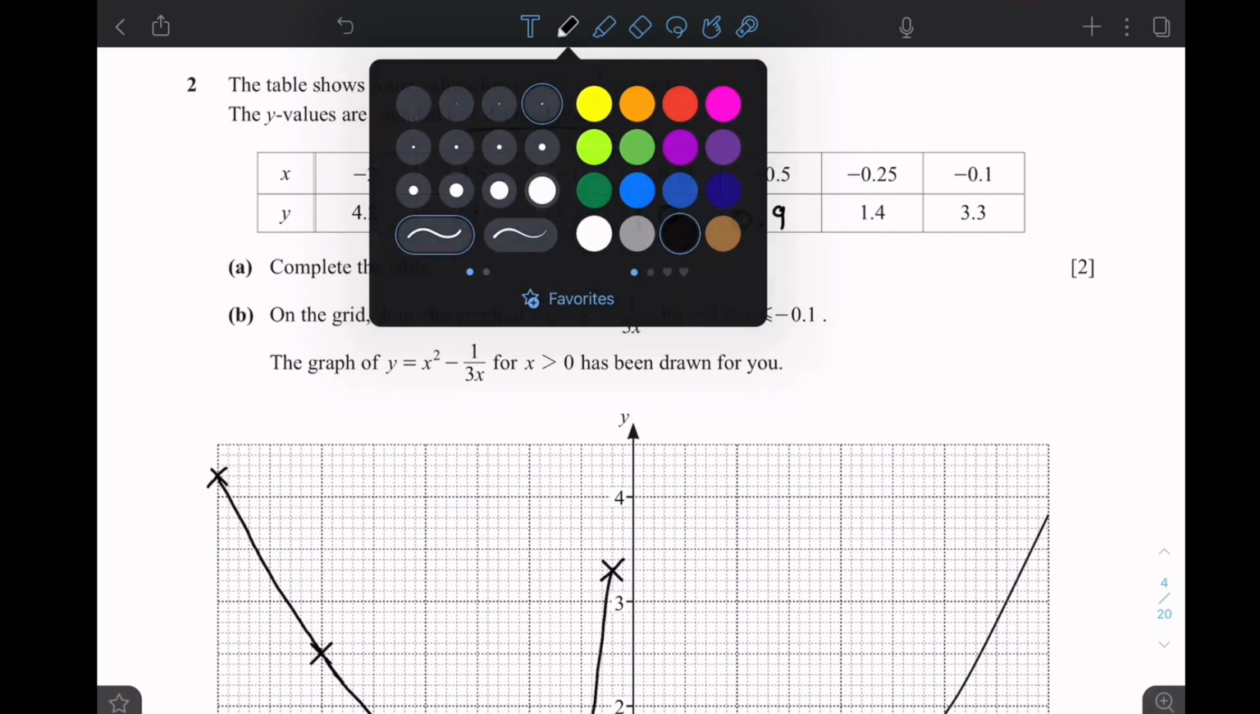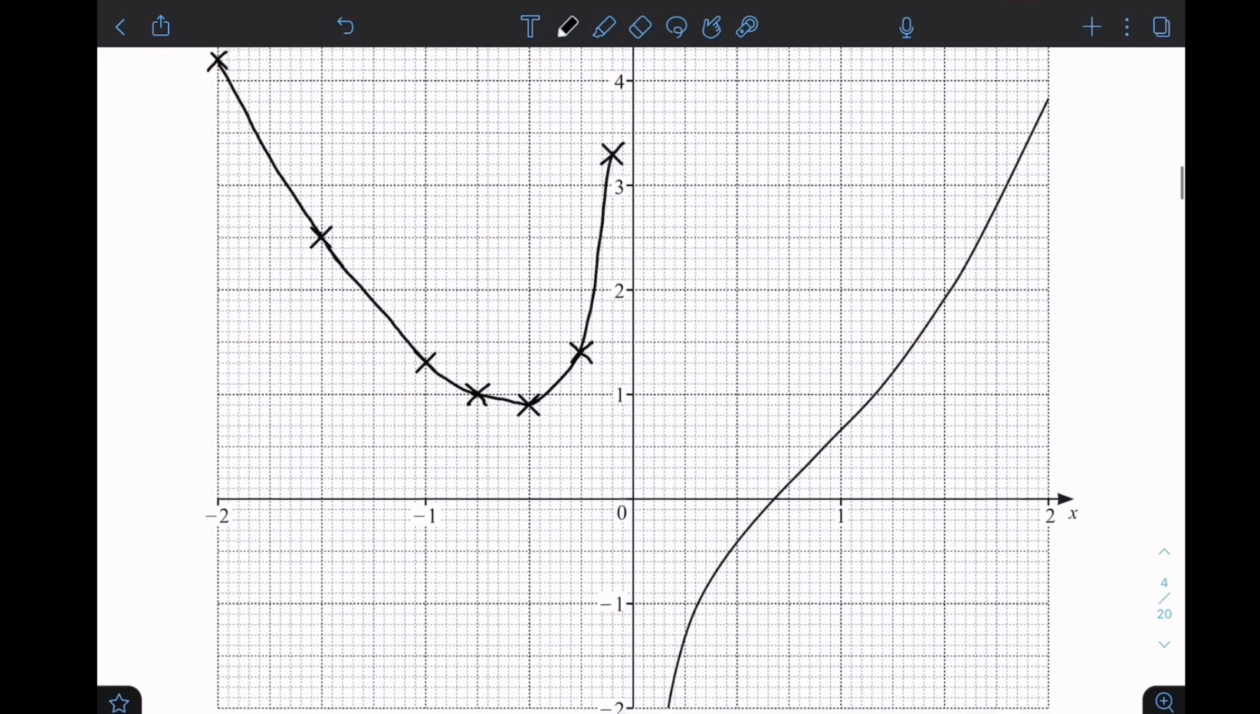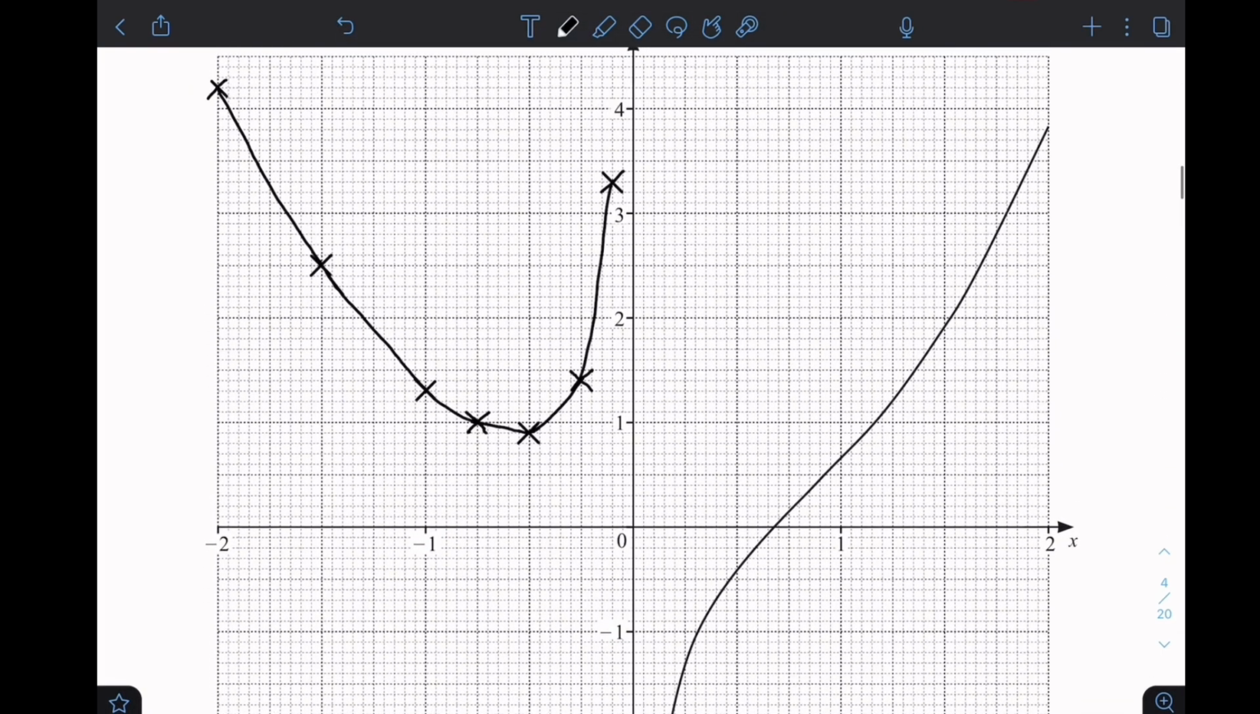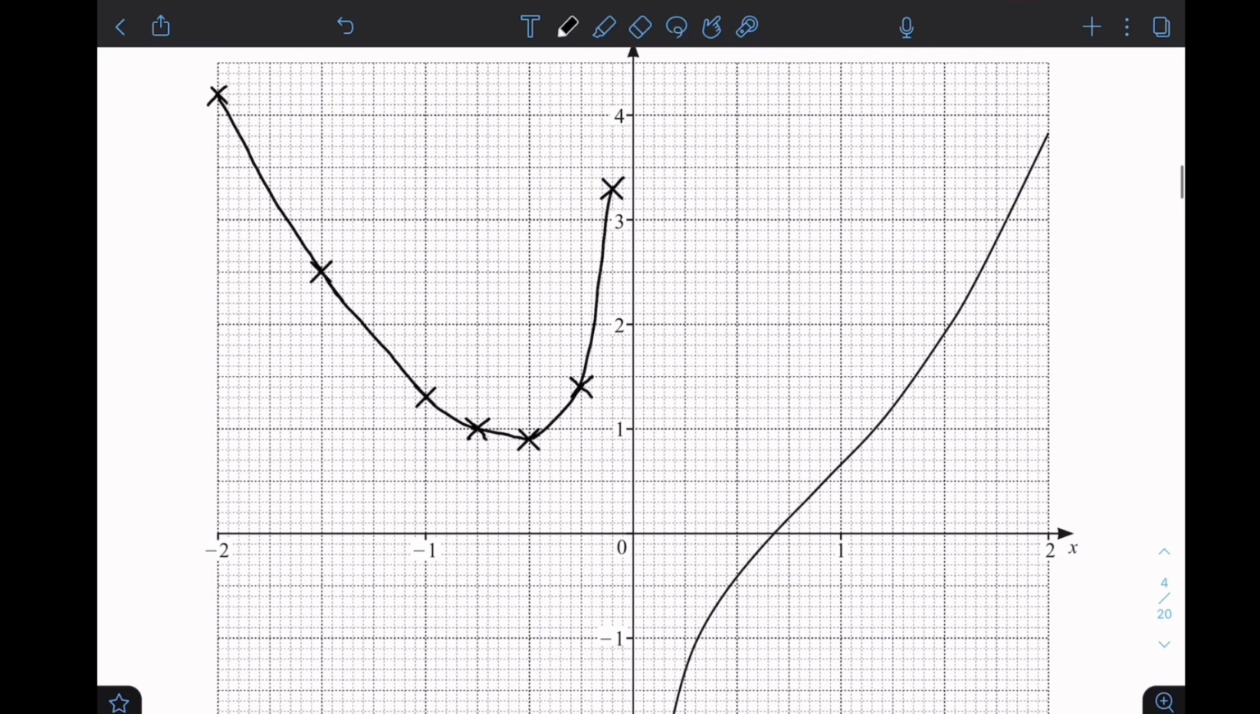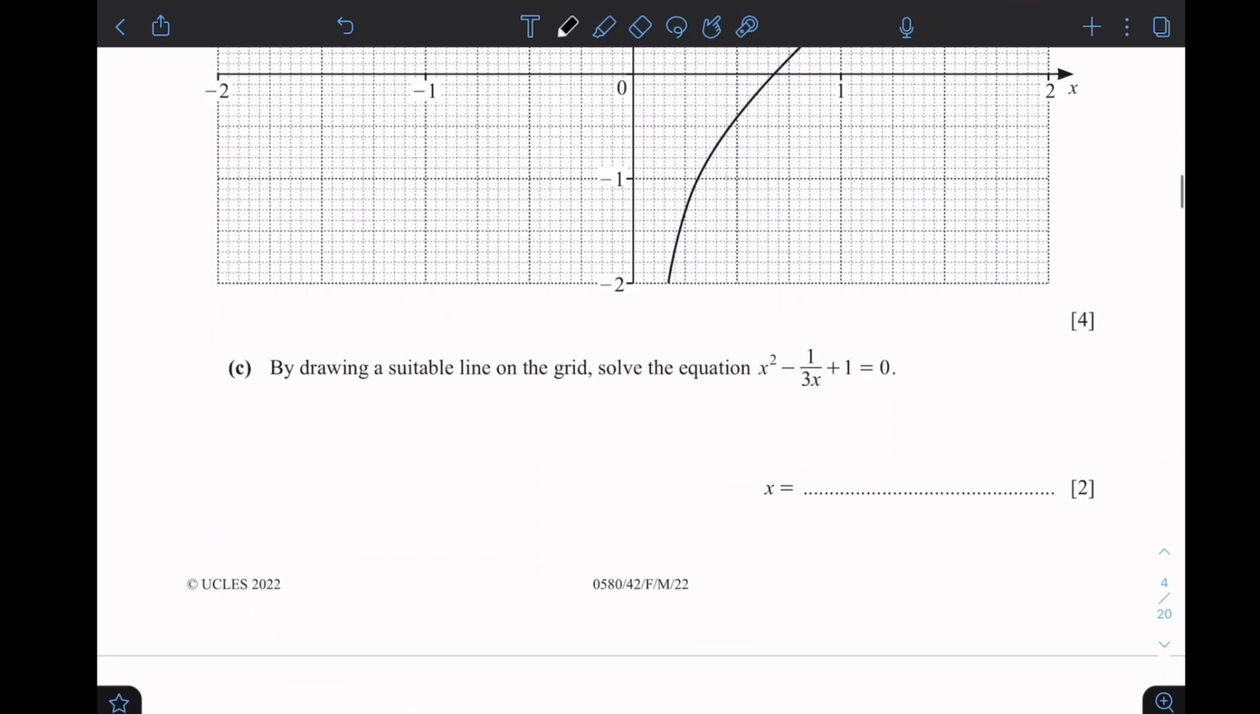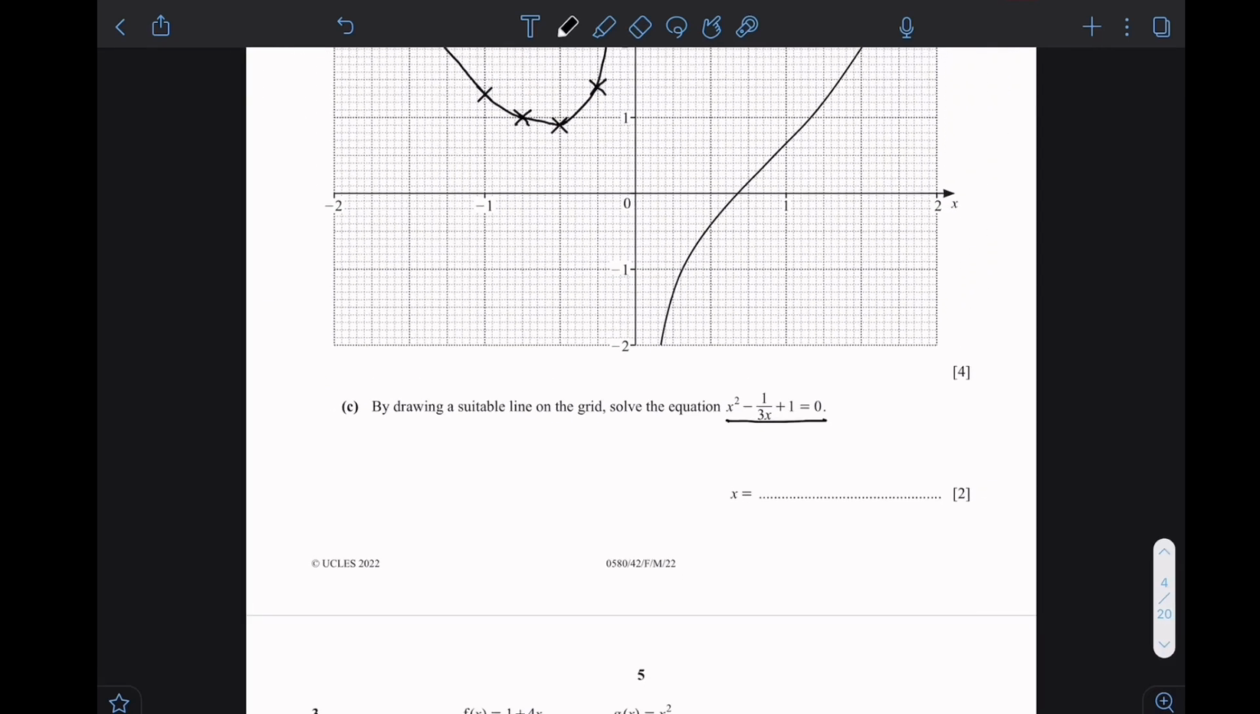Okay, so here you go. I've drawn the graph, and if you're doing this paper with me and plotting the graph, it should look something like this. So the next question asks: by drawing a suitable line on the grid, solve the equation x squared minus 3x plus 1 is equal to 0.